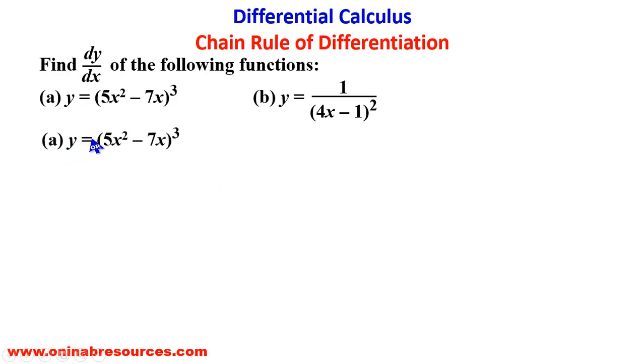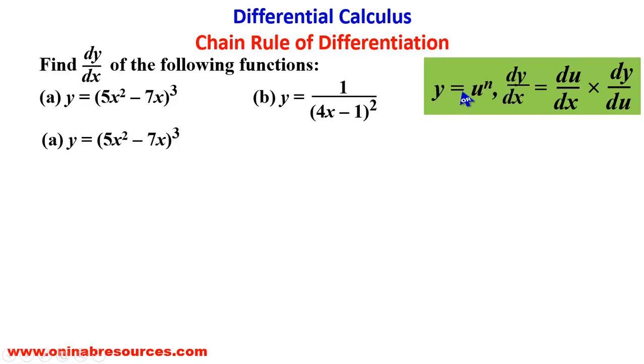For A, we have y equal to open bracket 5x squared minus 7x close bracket raised to power 3. This is a function of a function because we have to substitute 5x squared minus 7x to form another function. By chain rule, we have y equal to u raised to power n, where u is a function of x. Then dy/dx will be du/dx, which means we are going to differentiate u with respect to x, multiplied by dy/du.